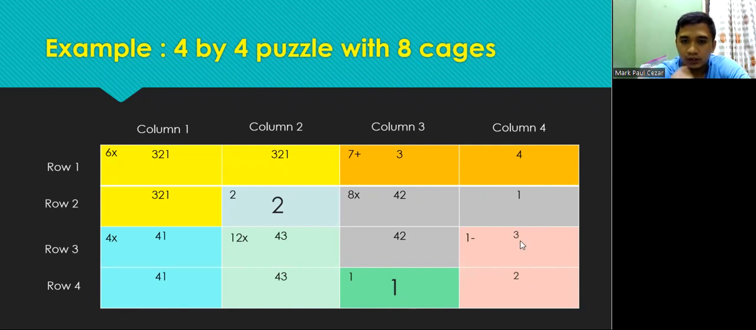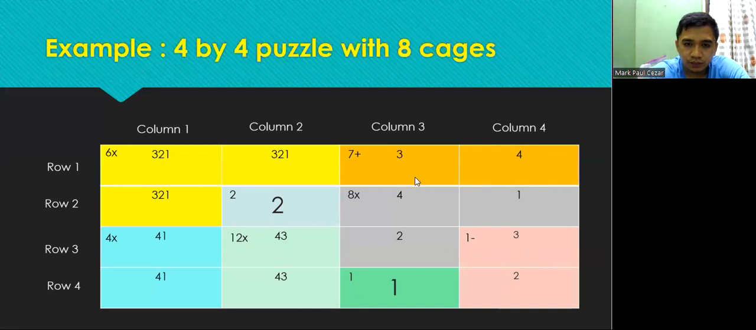Okay? So if I'm going to check the column 4, pag chinek ko 'yan, parang goods pa rin naman, 'di ba? May 4, may 1, may 3, may 2. So walang nauulit. So continue pa rin natin since wala pang error. We're going to continue this since we're not having an error for this column.